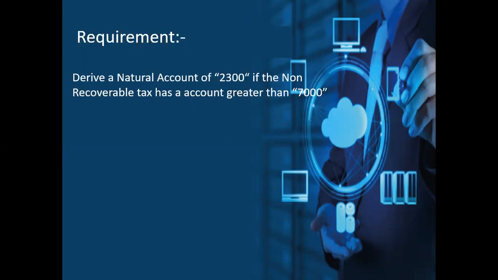So my requirement is: if the natural account segment value used in the non-recoverable tax line in an AP invoice is greater than 7,000, then through my SLA rules using a custom source, I am defaulting it to a natural account segment value of 2300. If the non-recoverable tax has an account less than 7,000, then my SLA rule will not work, and the existing value in the non-recoverable tax as part of your AP invoice line distribution will flow to SLA. So the requirement is that the non-recoverable tax should have a value greater than 7,000.